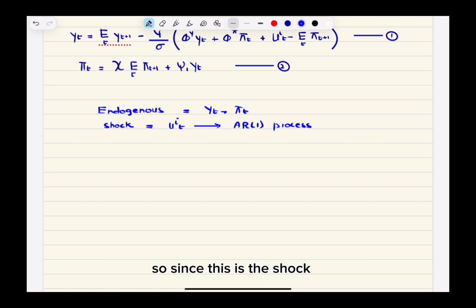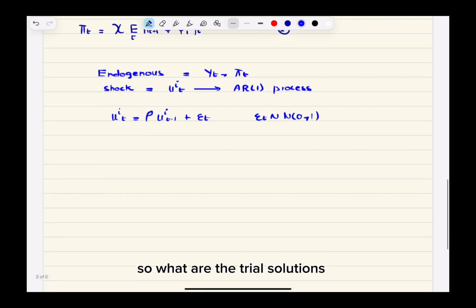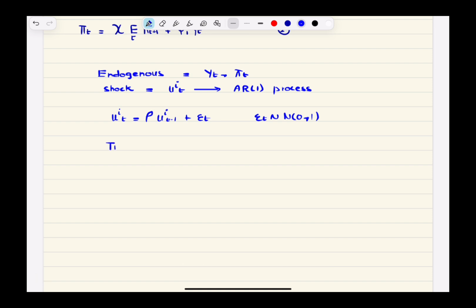Okay, so since this is the shock, I'm going to write it down as an AR1 process, with t minus 1 plus epsilon, and this is just white noise. It's normally distributed with mean 0, variance 1.